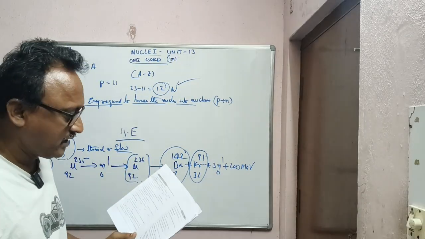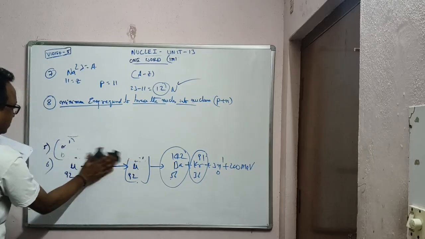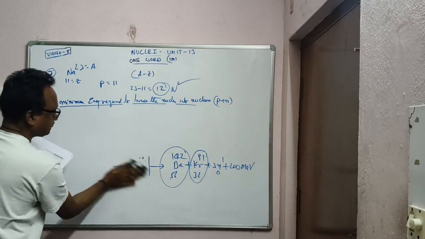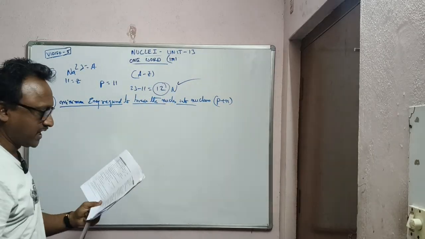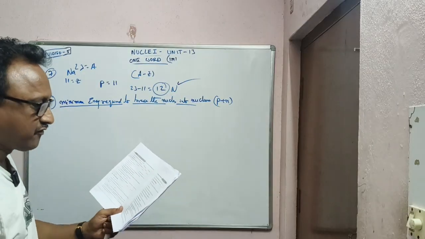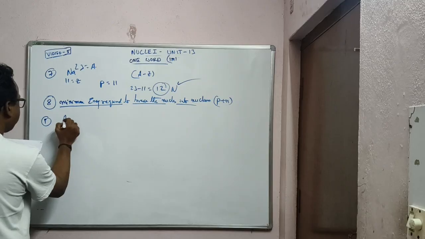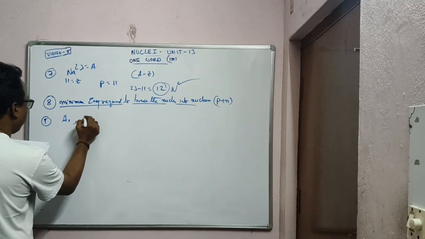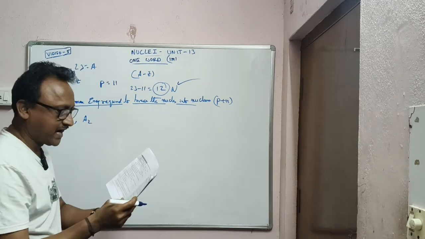8th is over. Last and final question, 9th one, from one word questions. What will be the ratio of the radii of two nuclei of masses A1 and A2? Masses are given, one is A1 and the other is A2, and he is asking the ratio of the radii.